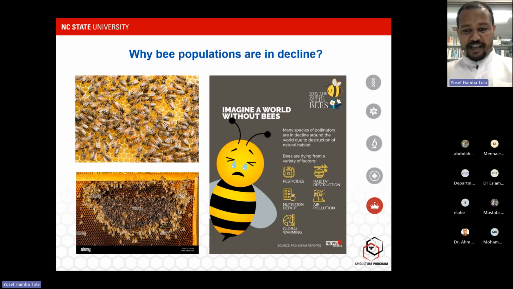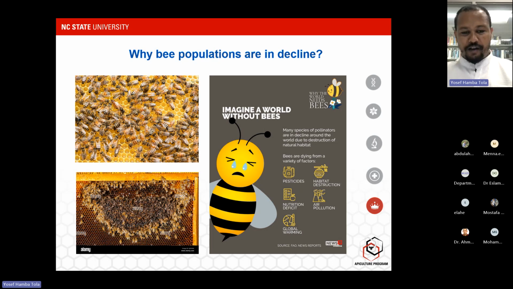Another factor is habitat destruction. When there is habitat destruction, maybe for construction or for agricultural purposes, it can affect the bees. How? It can affect their flowering and their food, so they cannot access the food. The other thing is nutrition deficiency. As I mentioned, if there is a shortage of flowers and food, it may affect their population.